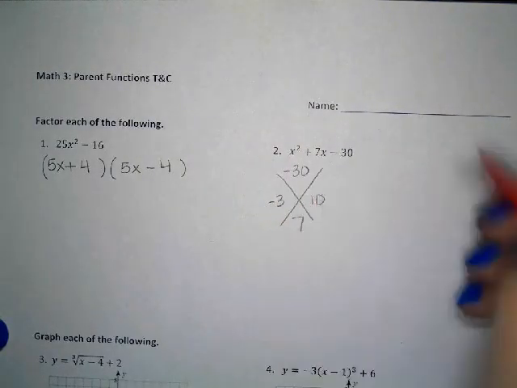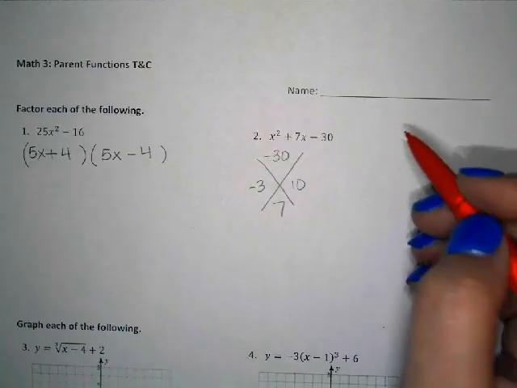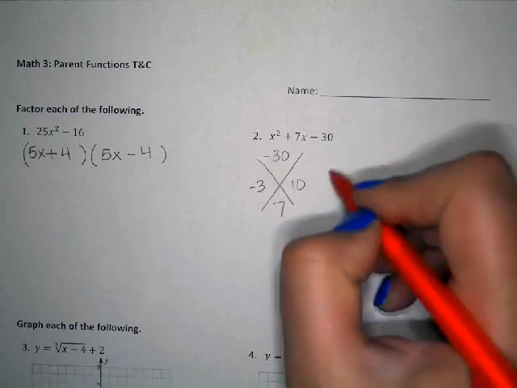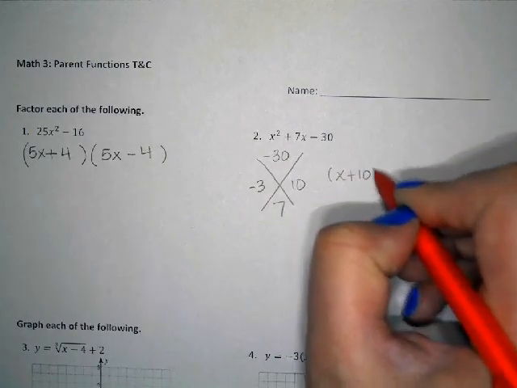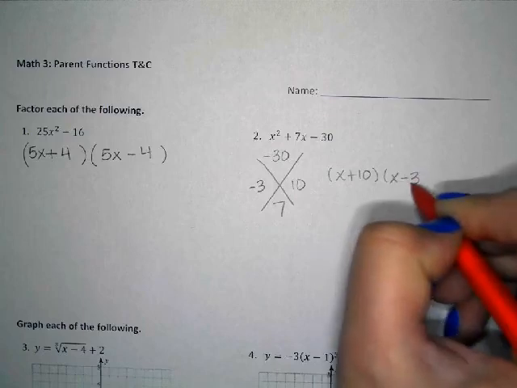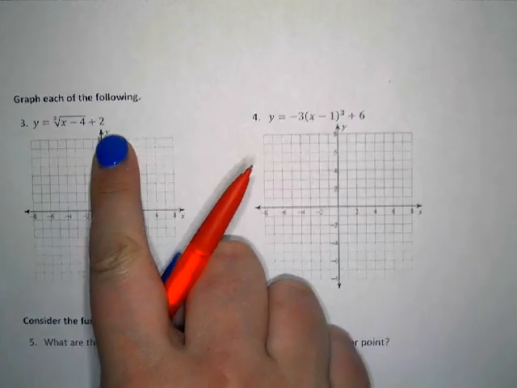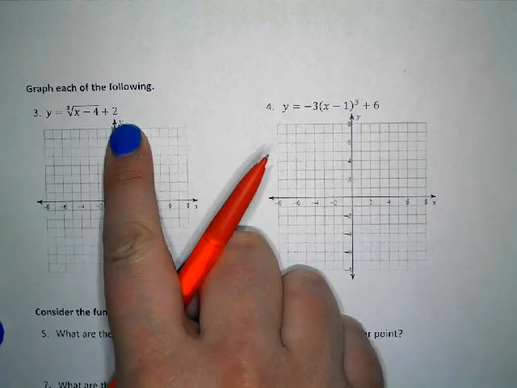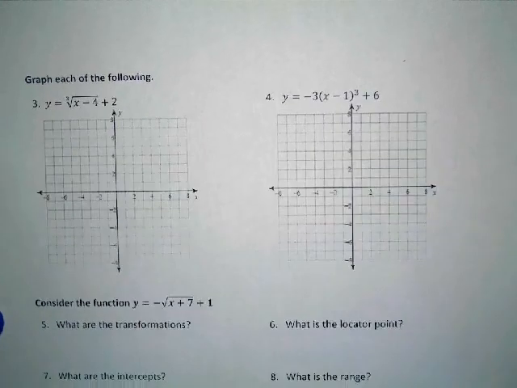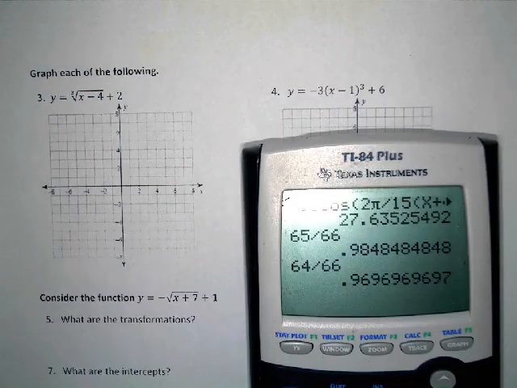And then what do we write in the parentheses? X plus 10, x minus 3. Okay. Are we having any trouble typing the functions into the calculator? Are we able to type these in to Desmos? We're good? So how do we type in a cube root?